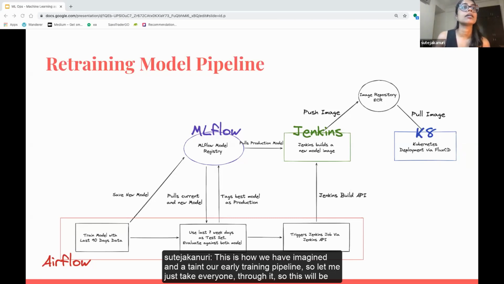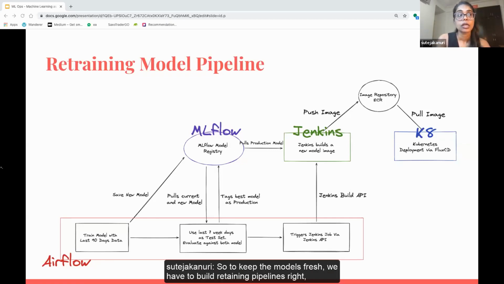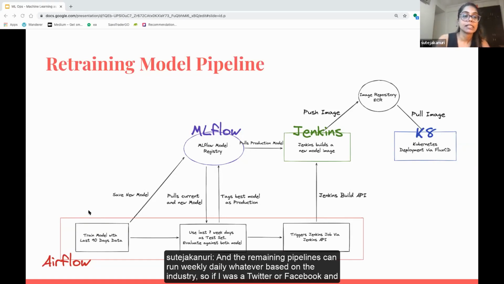There are a lot of boxes here. Let me start with the one in the bottom, which is marked with red, where Airflow is written. To keep the models fresh, we have to build retraining pipelines, right? And the retraining pipelines can run weekly, daily, whatever, based on the industry. If I was a Twitter or a Facebook, and I had to refresh my timelines, I would probably run my retraining pipelines very often, probably many times a day.